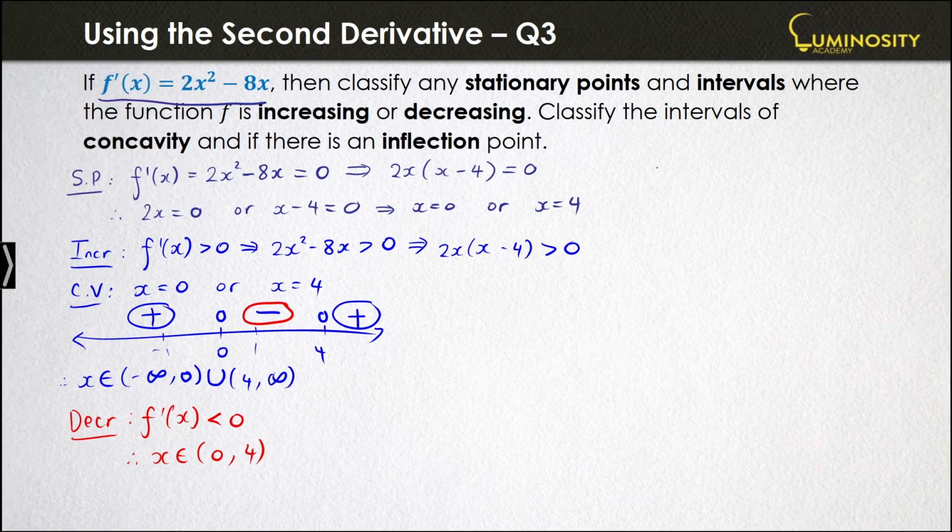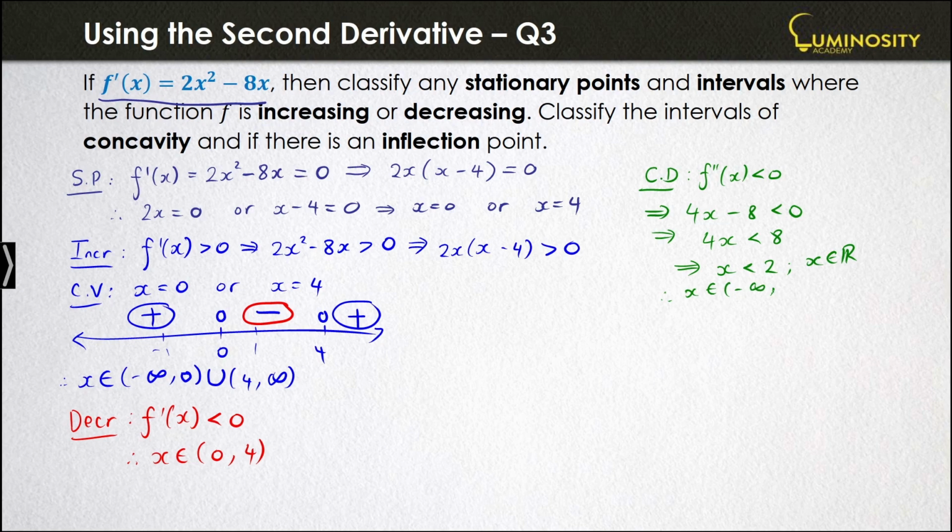What about concave up and concave down? Let's have a look at concave down first. We want the second derivative to be less than 0. The first derivative is 2x squared minus 8x, so the second derivative is taking the derivative of that derivative. It's going to be 4x minus 8, less than 0. So I can take the 8 across, so I get 4x is less than positive 8. Dividing both sides by positive 4, I get x is less than 2, where x is a real number. In interval notation, x is an element from negative infinity to positive 2. That's where the graph will have the concave down shape, so it'll be below its tangent lines.